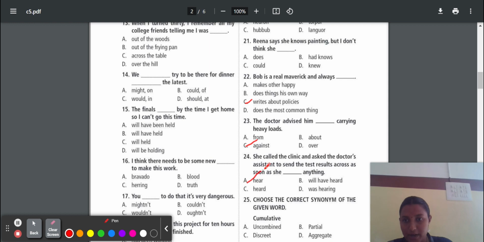Question number 25. Choose a correct synonym of the given word. Cumulative. Option A, uncombined. Option B, partial. Option C, discrete. Option D, aggregate. Answer for the question is option C, discrete.